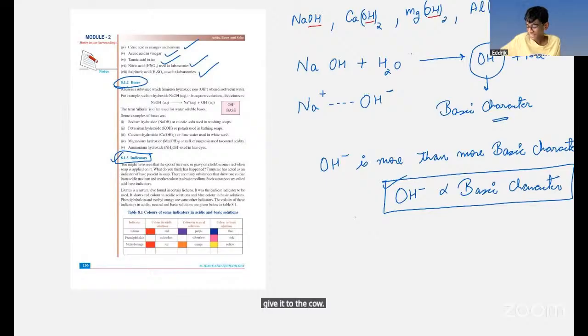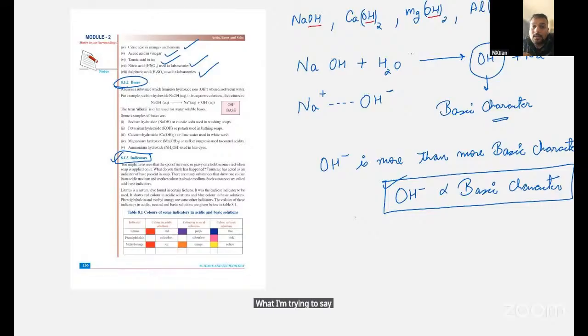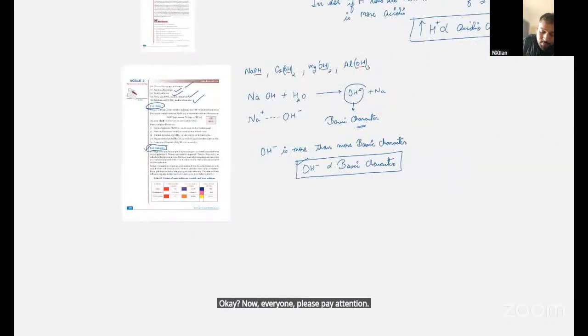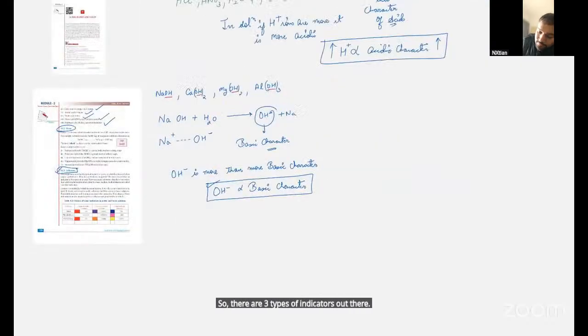So basically, what I was trying to say is, there are three types of indicators. Now everyone please pay attention. This is an important topic. There are three types of indicators.